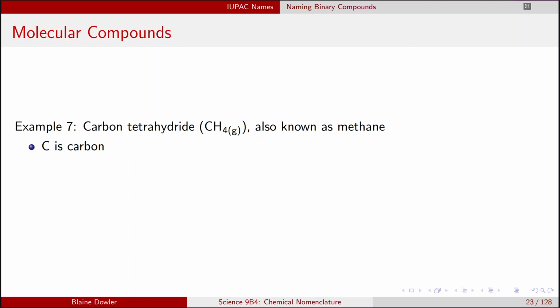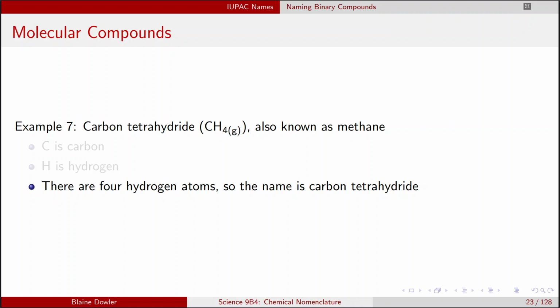Example 7, carbon tetrahydride, better known as methane. So that 4 matches the tetra. C is carbon, H is hydrogen, and there are 4 hydrogen atoms, so the name is carbon tetrahydride.